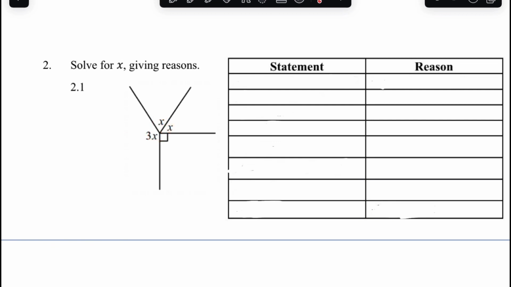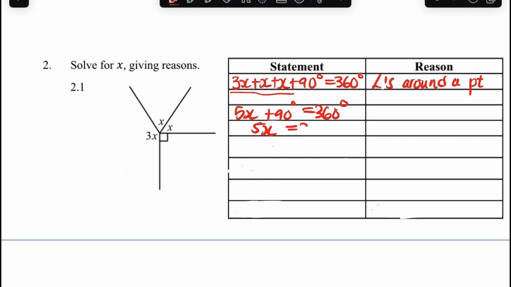Since we are looking for just x, we can do the angles around the point. We'll add all of these equal to 360. So we'll say 3x plus x plus x plus 90 degrees equals 360 degrees. And our reason is angles around a point. All these are like terms, so 3x plus 1x is 4x, plus 1x is 5x, plus 90 degrees equals 360. We'll say 5x is equal to 360 minus 90.